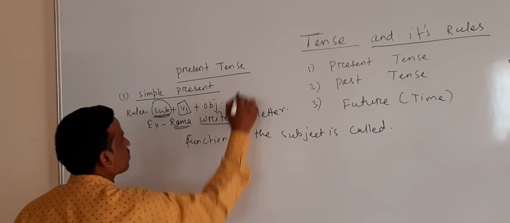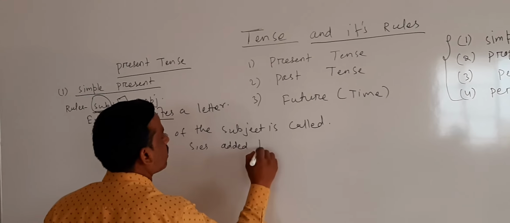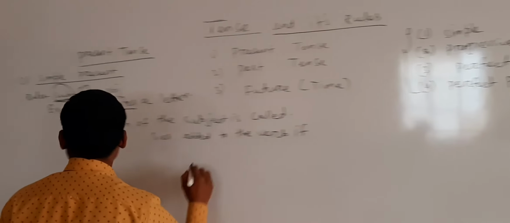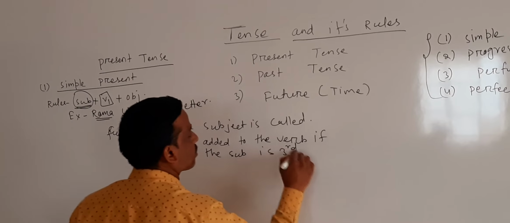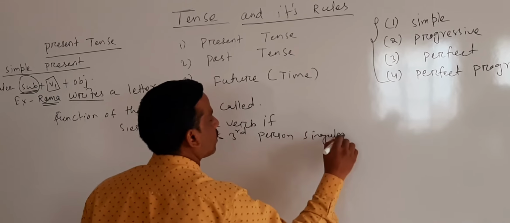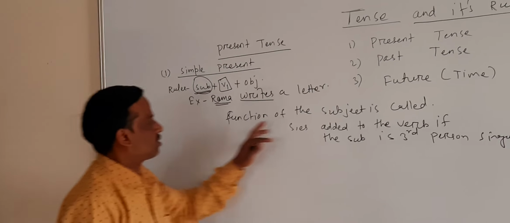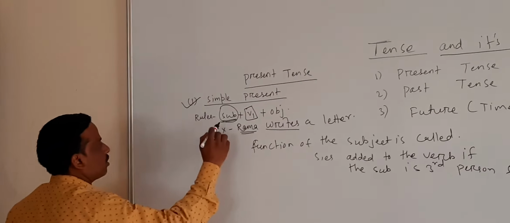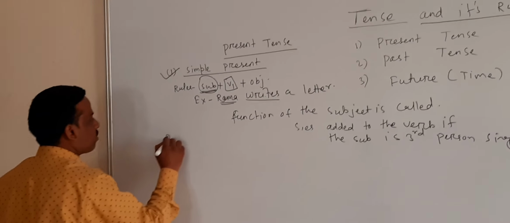S and es is always added to the verb if the subject is third person singular. First of all, we will think about the subject. If the subject is third person singular, then s or es will be added. So according to the first rule, subject, verb and object: Rama writes a letter.